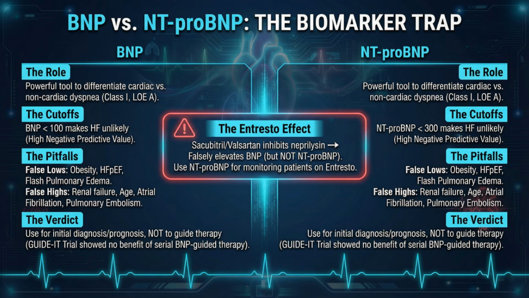Also, be aware of other pitfalls. False lows can be seen in obesity, and false highs can be seen in renal failure, old age, and atrial fibrillation. The key takeaway is to use these markers for initial diagnosis and prognosis, not to guide therapy, as the Guide-IT trial showed no benefit to serial BNP-guided treatment.